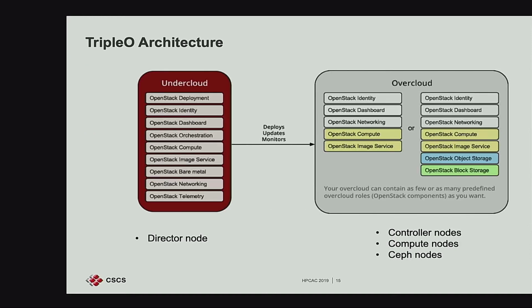TripleO is working in a way that you need to install one director node on which there will be a full single node OpenStack installation. And this OpenStack installation will be used to deploy your production OpenStack system. This might sound a little bit complicated, but the philosophy behind it is to reuse what already exists and not create any new software in order to deploy OpenStack.